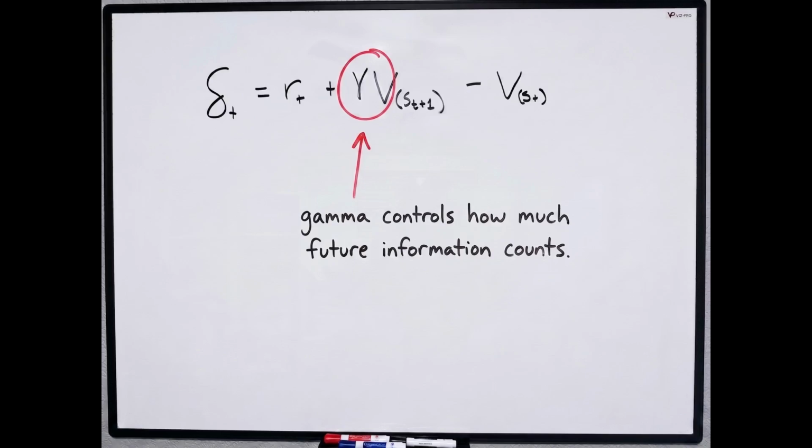Going back to our equation for delta, we skipped over a new symbol here, gamma. Gamma controls how much future information counts. A delta right now matters the most, and then a delta one step from now matters a little bit less, and then a delta 10 or 50 steps from now matters even less.